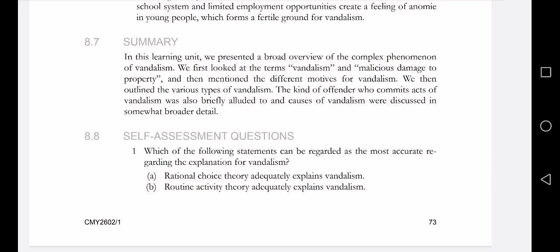Identify the correct statement with regard to the causes of vandalism. The impersonal nature of public buildings can also contribute to vandalism. The personal nature of public buildings. The impersonal nature. The personal nature. Impersonal nature.